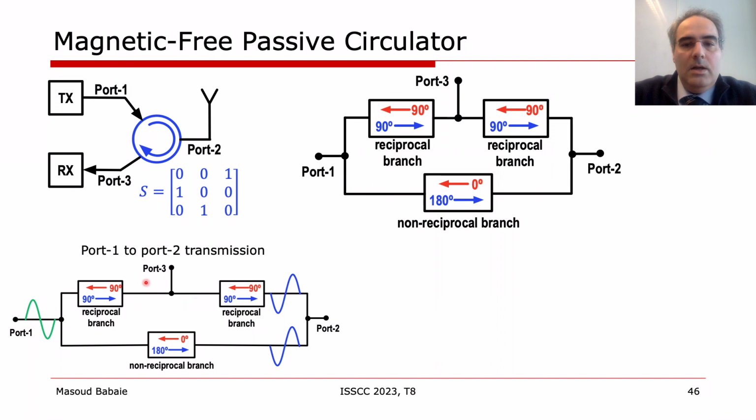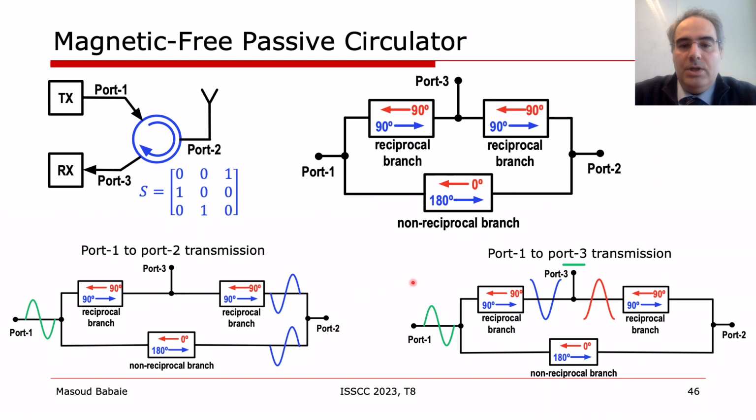Now, let's analyze port 1 to port 2 transmission. The transmitter signal experiences 180 degree phase shift while traveling the two reciprocal branches at the top. It also experiences 180 degree phase shift while traveling the non-reciprocal branch at the bottom. Consequently, the transmitter signals appear in phase at port 2 and S21 is close to 1.